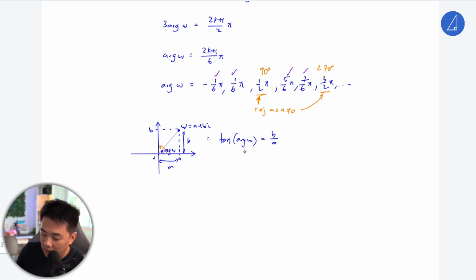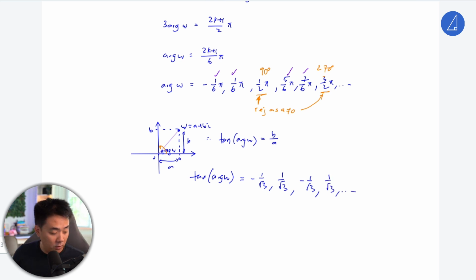Tangent of the argument of w will be b over a. So if you take tangent of the argument of w, you realize that negative pi over 6 gives negative 1 over root 3, and this one is positive 1 over root 3. This one will be rejected. Then 5 over 6 pi would be negative 1 over root 3 because this is in the second quadrant, then 7 over 6 pi will be 1 over root 3, and so on.